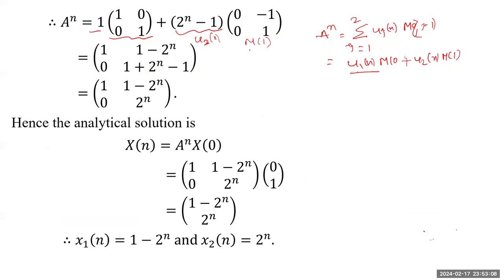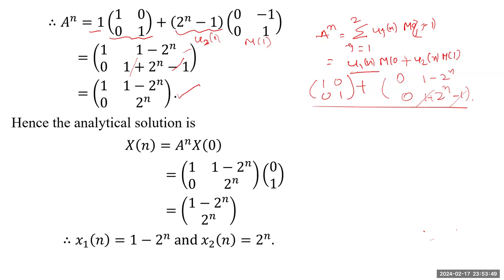So then you know that this is nothing but an identity matrix. You will get the identity 1, 0, 0, 1 plus here 0, 0, 1 minus 2 to the power of n, 2 to the power of n minus 1. Adding these two matrices, 1, 0, 1 minus 2 to the power of n, and 1 plus 2 to the power of n minus 1, and minus 1 plus 1 cancel. We will get A to the power of n as this.